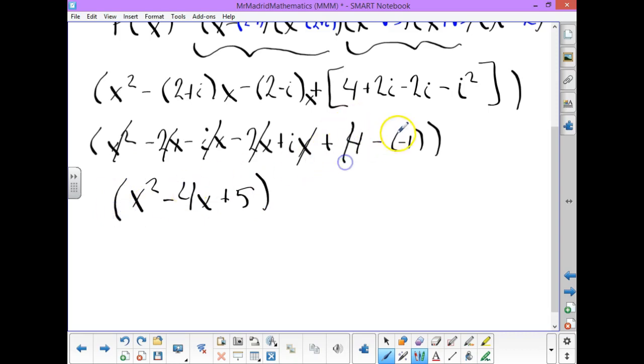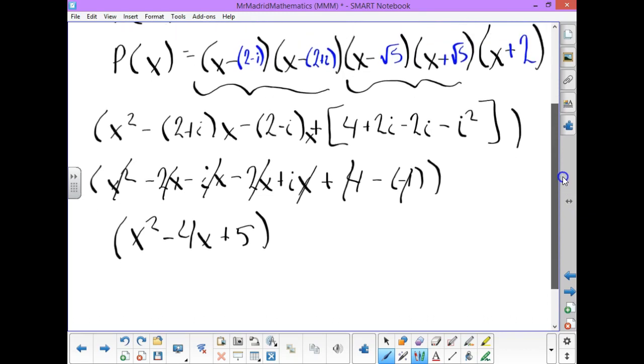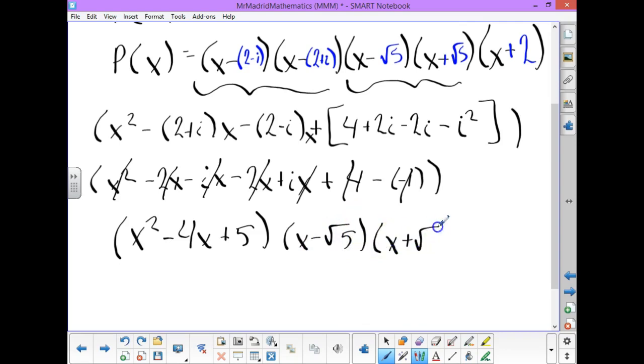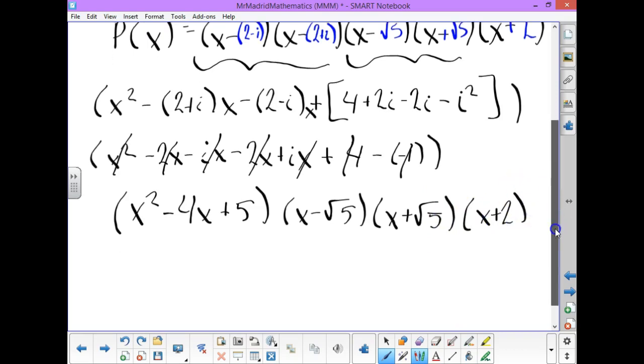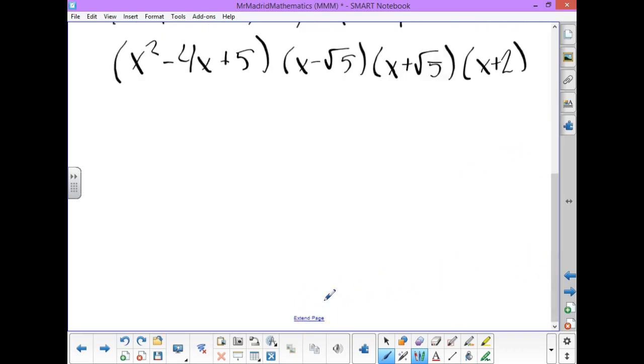Okay, so everything's been addressed. Now let's carry on with the rest of these. Minus square root of 5 times x plus square root of 5 plus 2. Those additional factors, I've brought them down. So now we can move forward confidently. That one's been taken care of, so now we've got to worry about these two for a little bit. We'll bring these down in a bit.